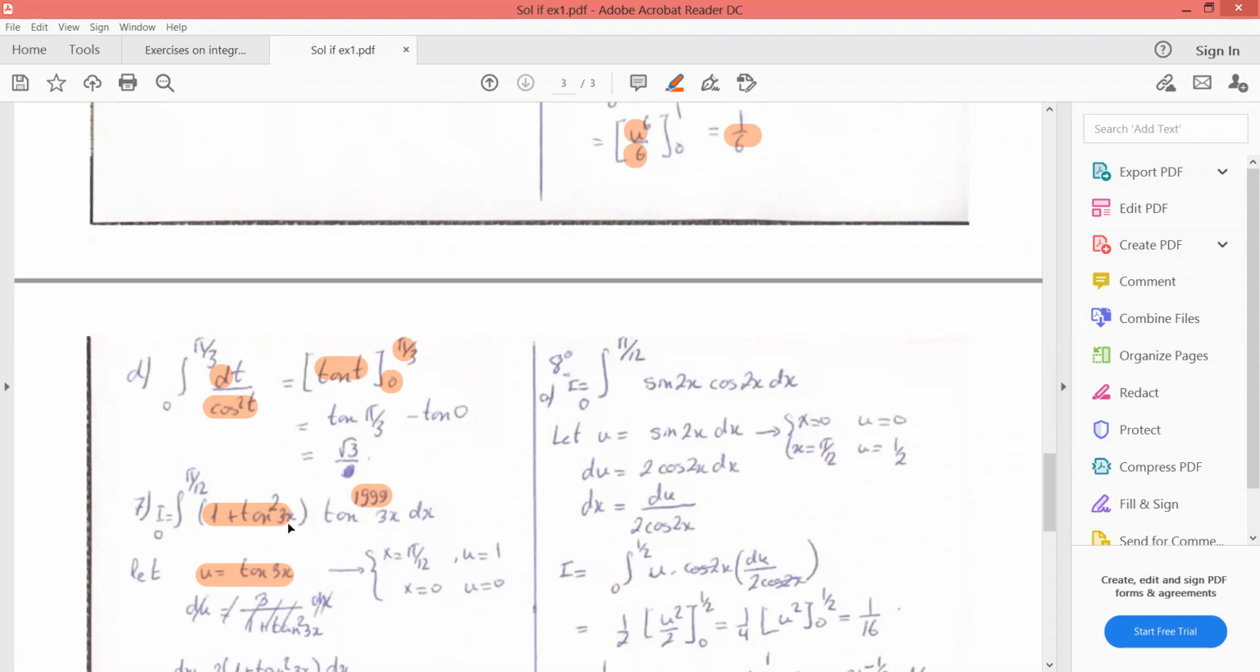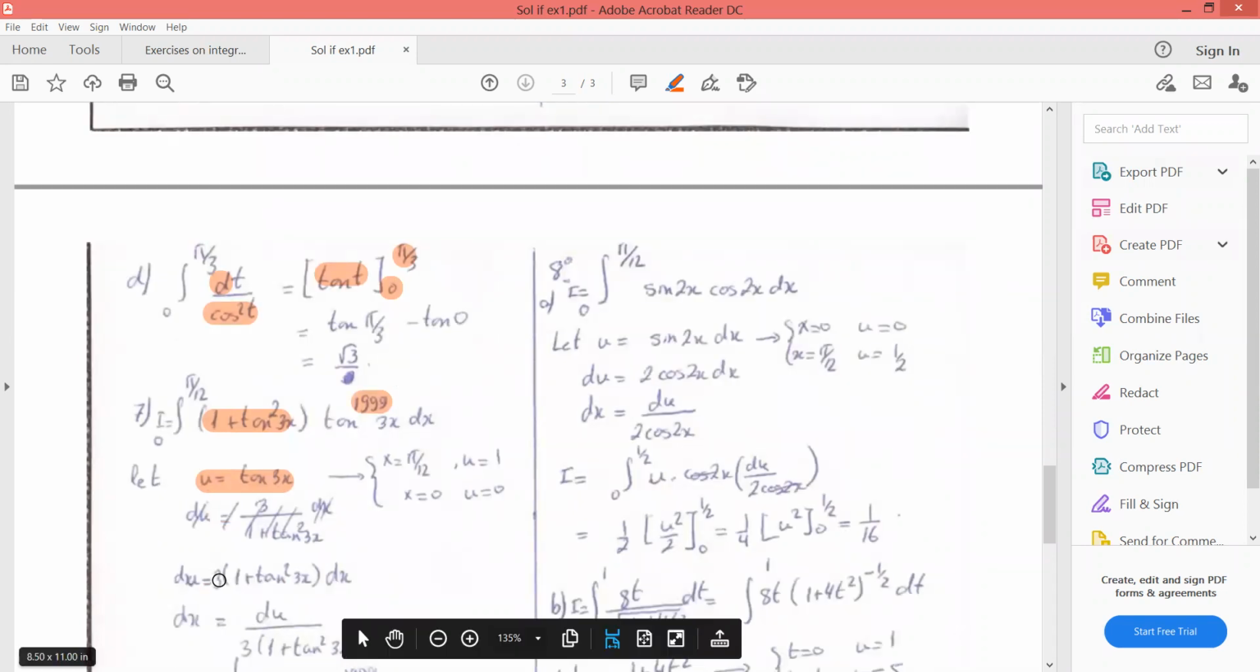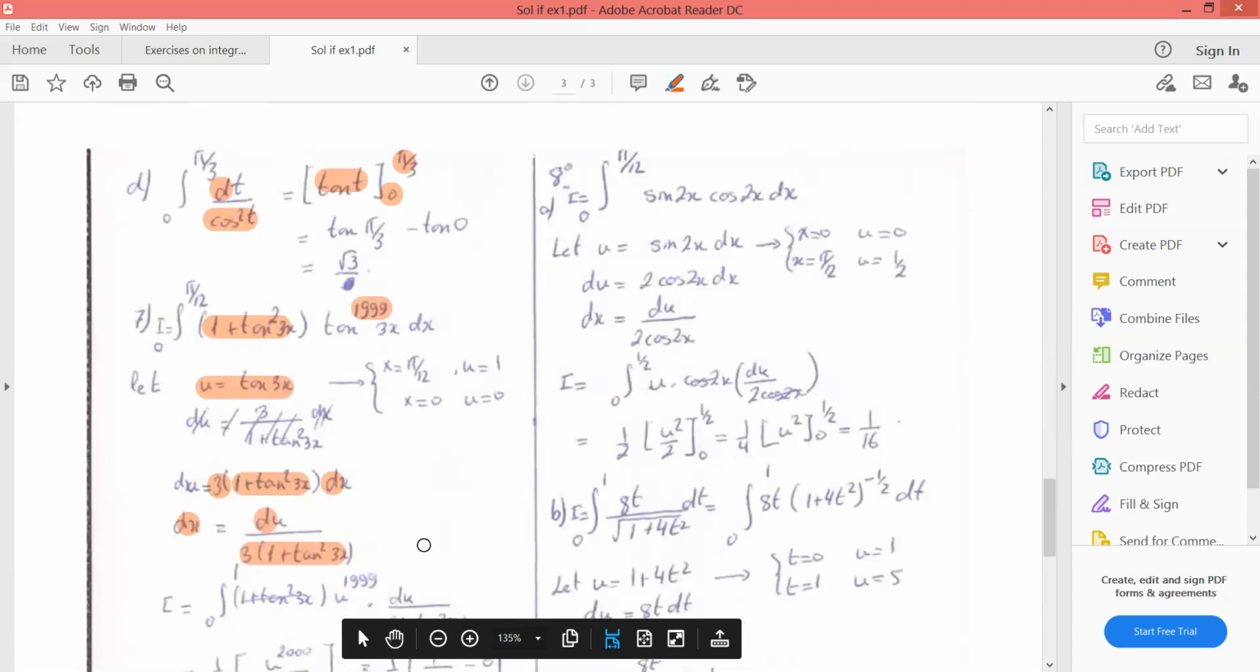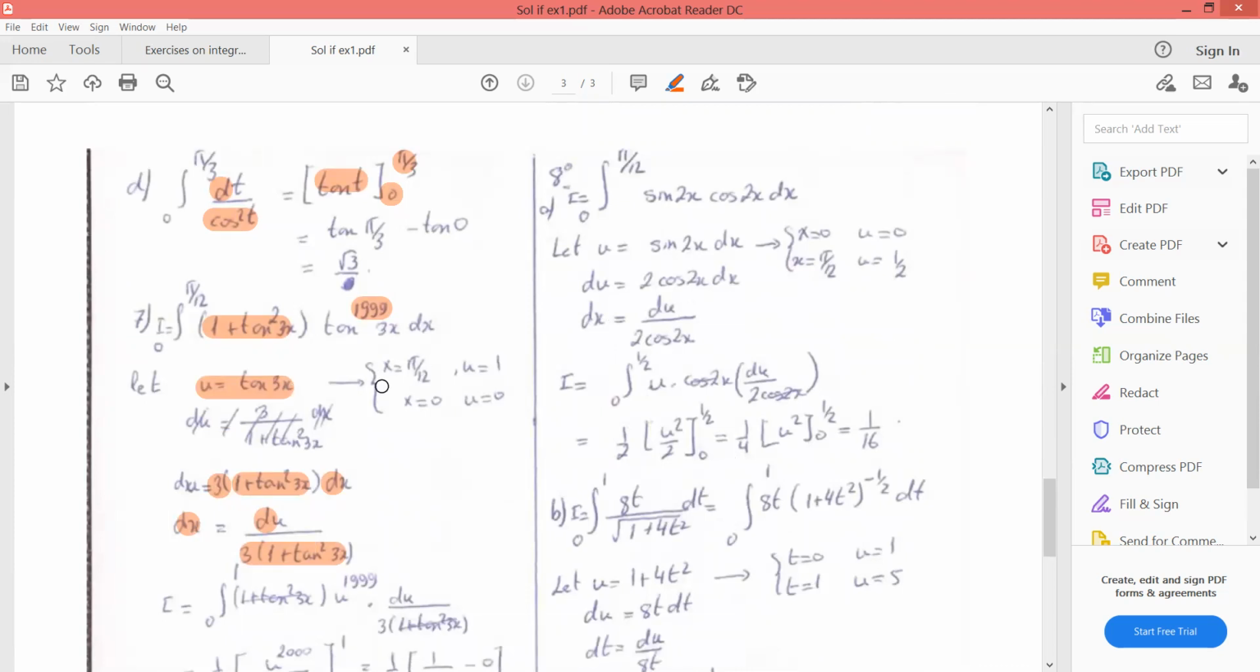Because for tangent 3x, first I take the derivative of 3x. What is the derivative of 3x? 3. So I put 3 times 1 plus tangent squared 3x, dx. Then dx is equal to du over this. Here we also change the bounds: if x equals pi over 12, we get tangent pi over 4, which is equal to 1, and if x equals 0, tangent 0 gives u equal 0.